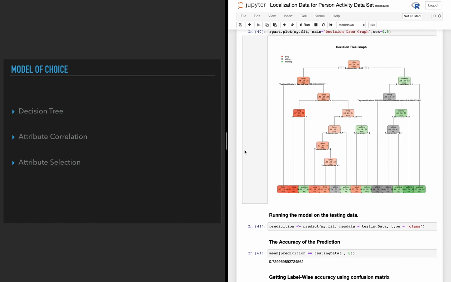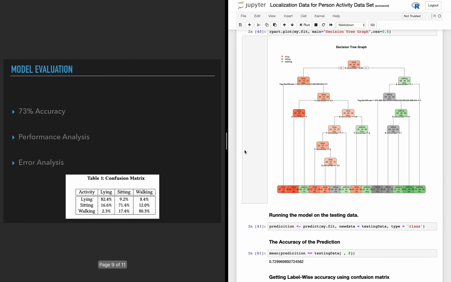Alright, let's try and evaluate our model now. We were able to achieve an accuracy of over 73% in classifying the attributes into activities. Let's analyze the performance of our decision tree. Based on attributes like the Z coordinate, we were able to classify the data to a large extent. Next, it used the tag identifier attribute to be able to differentiate between activities like sitting and walking. Thirdly, the Y coordinate was used to differentiate between activities like lying and walking.